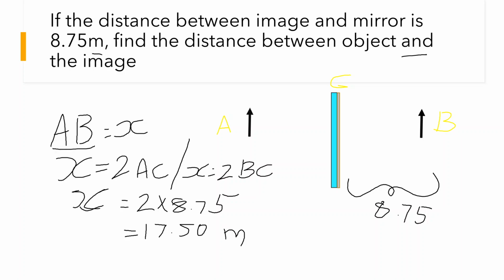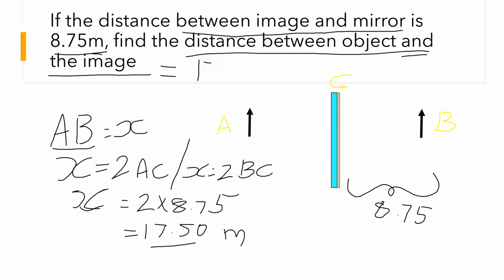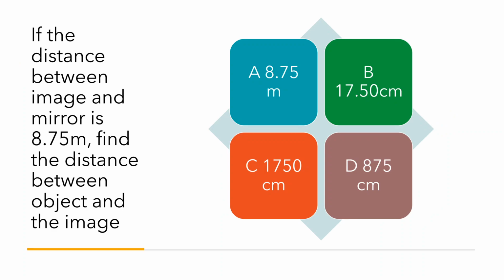Simple. AB is equal to 17.50. The distance between image and mirror is 8.75, so the distance between object and the image is equal to 17.50. That is the correct answer, 17.50 meter. We'll check whether the option is there. 17.50 meter? Wrong. Why? Because this is centimeter. We want only meter.